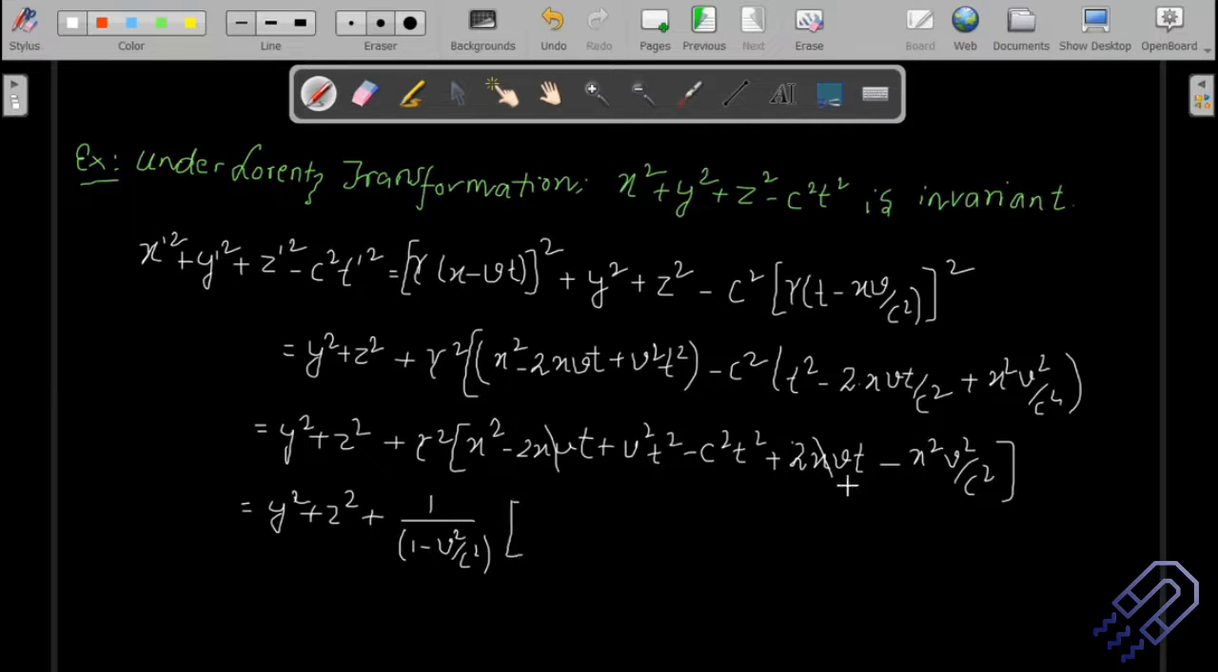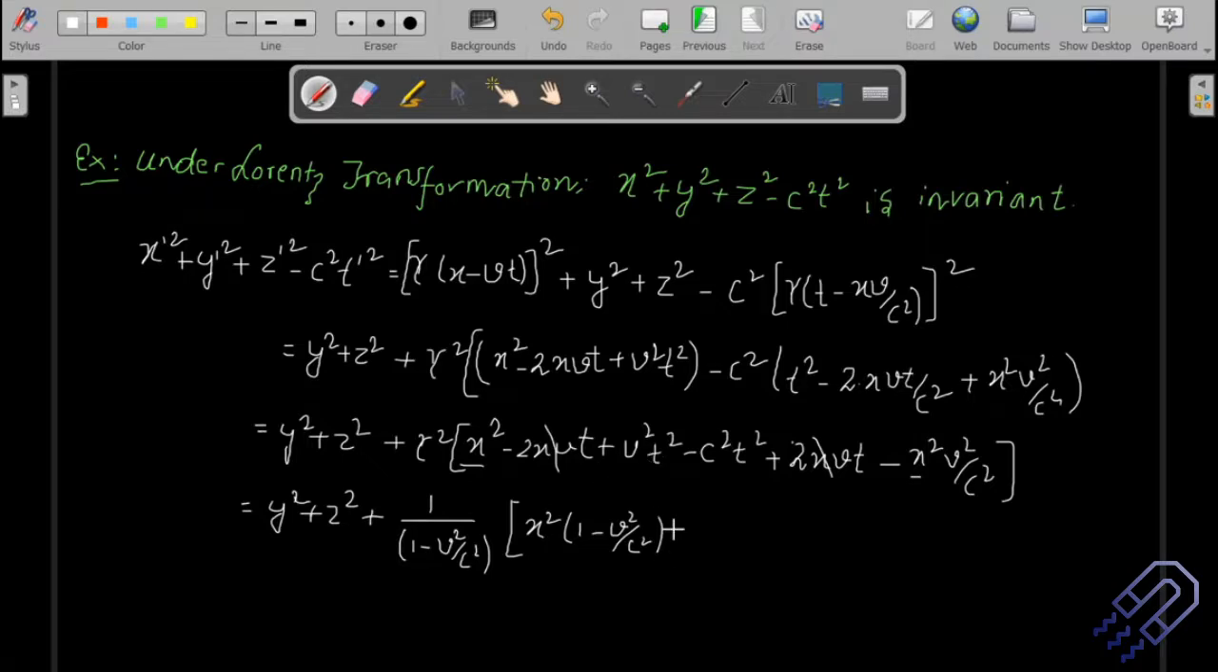उसके बाद यहाँ पे you can take common. So if we take x square common, see this is an x square here, this is an x square here, so I can take x square common here. So this will be 1 minus v square by c square. I think you can guess what we are going to do now.